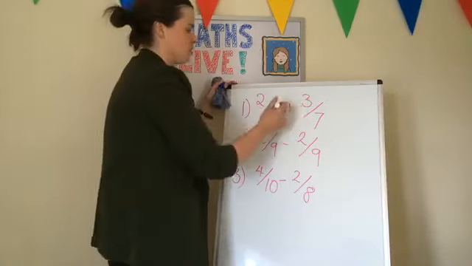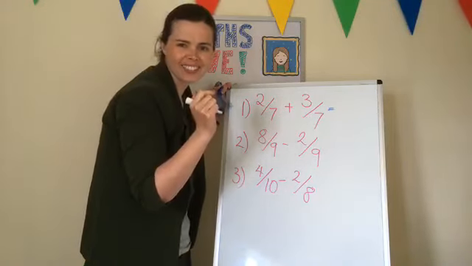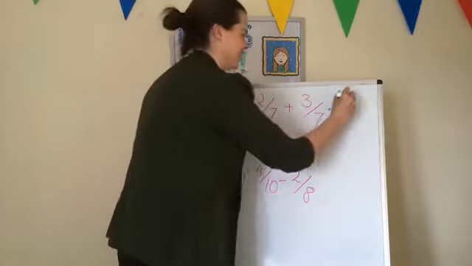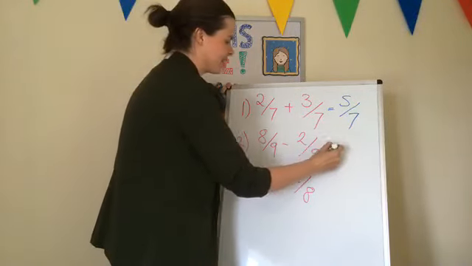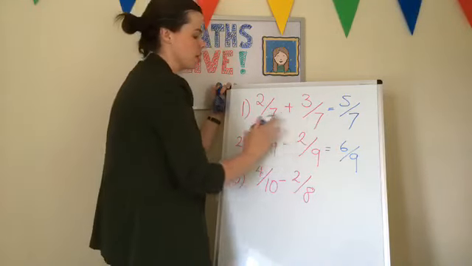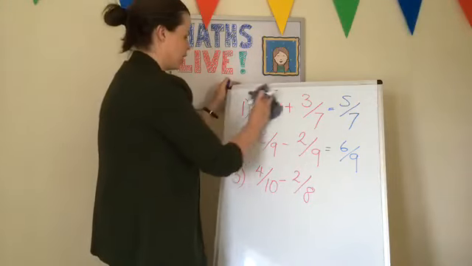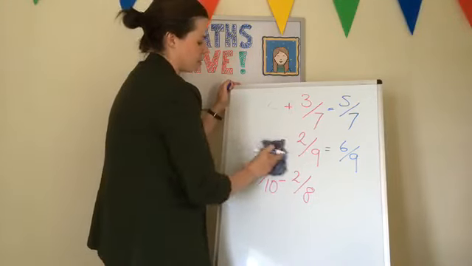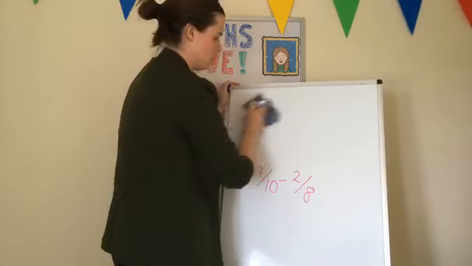So 2 over 7 plus 3 over 7. 2, 3, 4, 5? It's 5, isn't it? 5 over 7. 8 take away 2, so 6 over 9. These two are nice and easy because our denominators are already the same, so absolutely no problem there. It's number 3 where we've got to do some changing, because we haven't got common denominators.